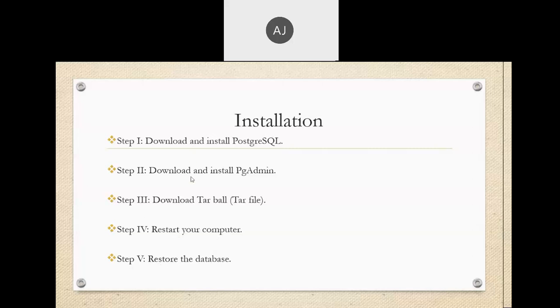So these are the 5 different steps that are available, and we need to follow these steps. In the third section, just download the tarball. I will provide a file with the name DVD rental, and you can download it and save it on your desktop. Inside the desktop you have to store these items: PostgreSQL, pgAdmin, and that tarball. So let's do it one by one.